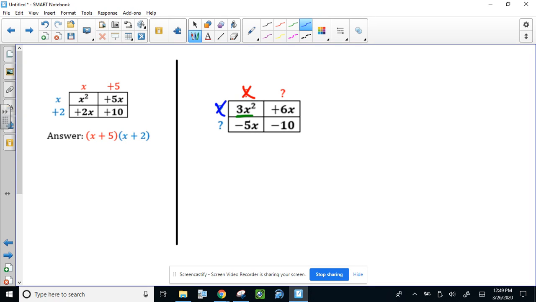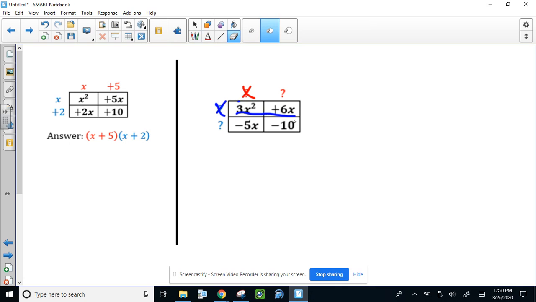So if we look in the first column, we've got a 3 and a minus 5. Does 3 and 5 have any common factors? No, there's no common factor between 3 and 5. So then what if I look in this row, in the top row? Does 3 and 6 have a common factor? Yeah, 3 goes into 6.